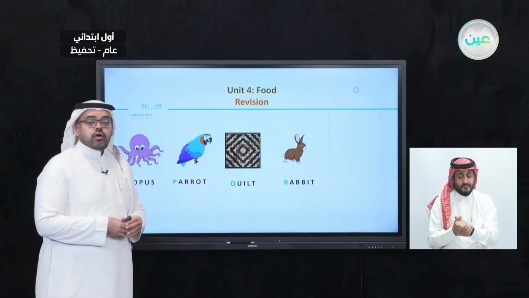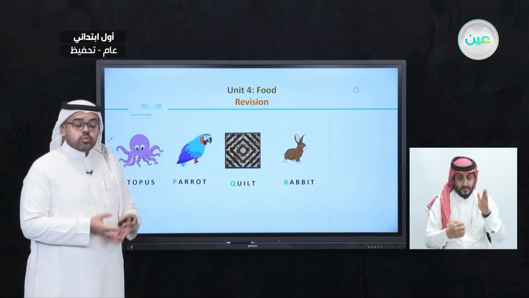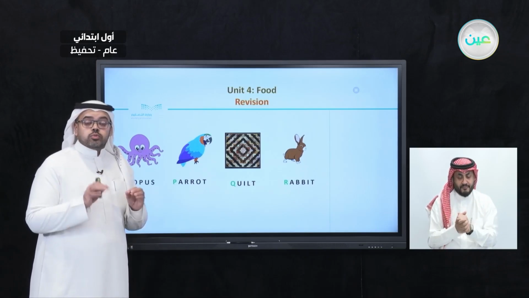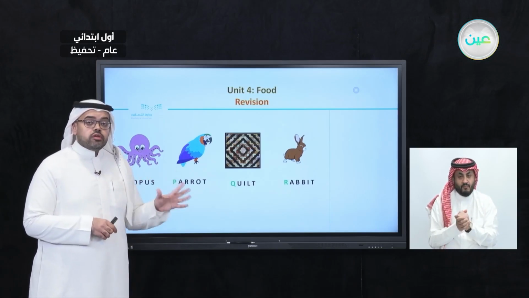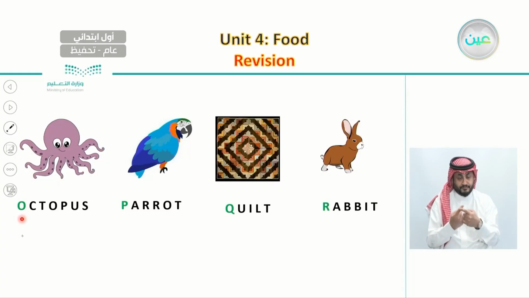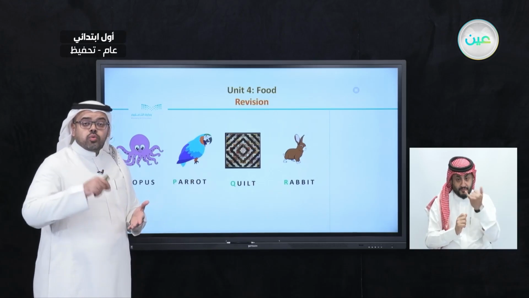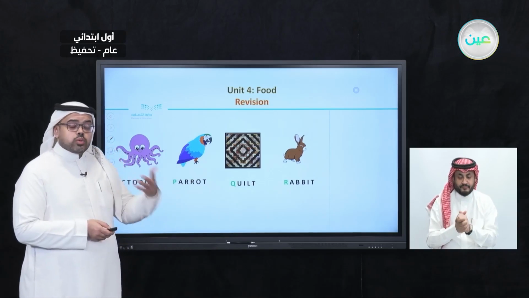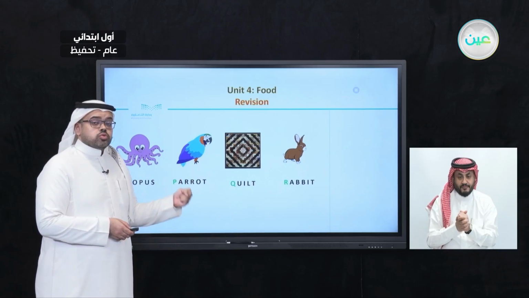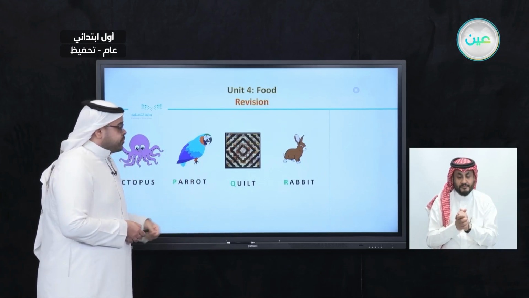All of them are 4 new words that we learned, and what is most important is that these words start with letter O in octopus, and letter P in parrot, and letter Q in quilt, and letter R in rabbit. And we say that these letters are important for us when we write down and when we practice how to write down these letters.